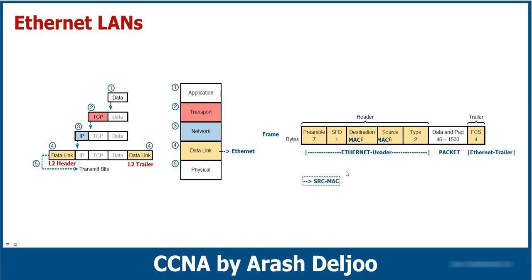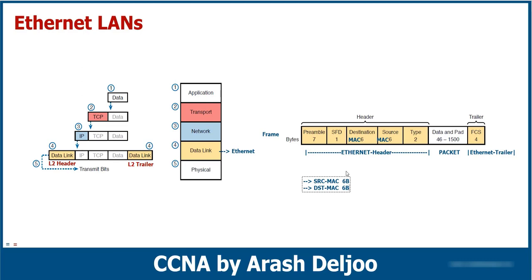Source MAC address, in most cases we write SRC. SRC is the abbreviation of source. And also we have destination. Okay, let me write here, we have destination MAC address. As you can see, the length of the source MAC address and destination MAC address, both of them are 6 bytes. Why? Because the MAC address has 48 bits length.